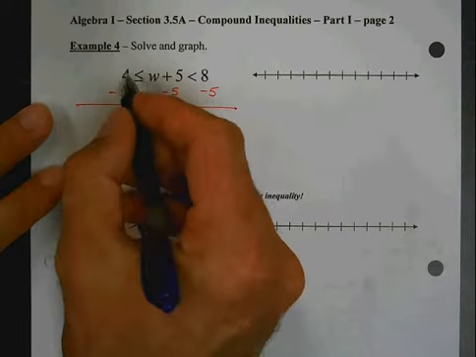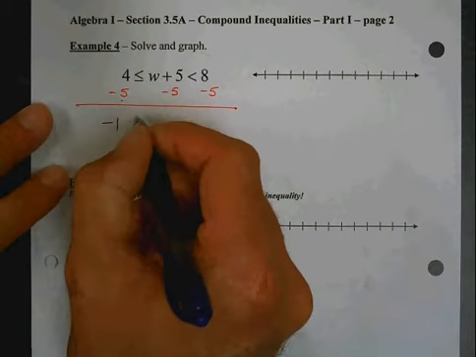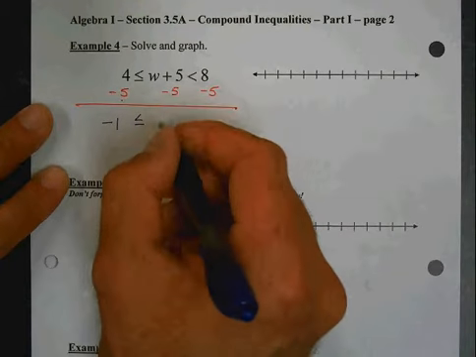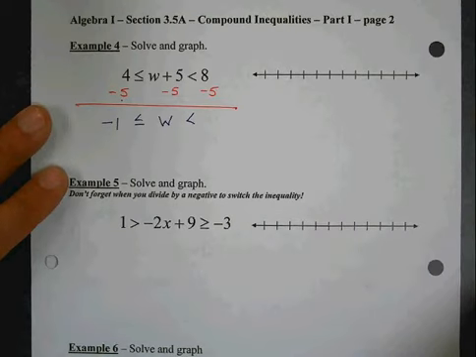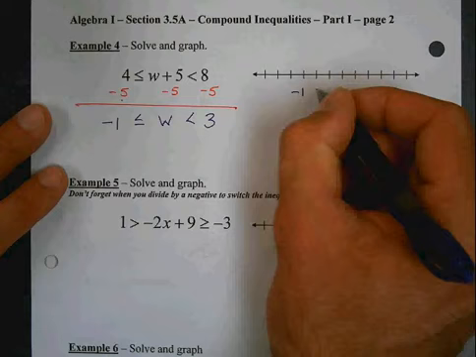4 minus 5 is what? Negative 1. Less than, doesn't change. 5 minus 5 is just w. And 8 minus 5 is 3. Okay, so let's graph this over here. Negative 1, 0, 1, 2, 3.